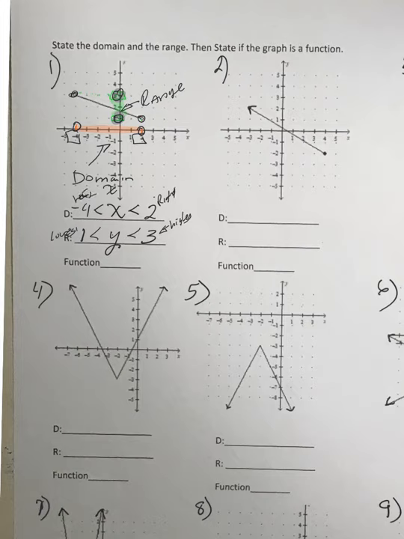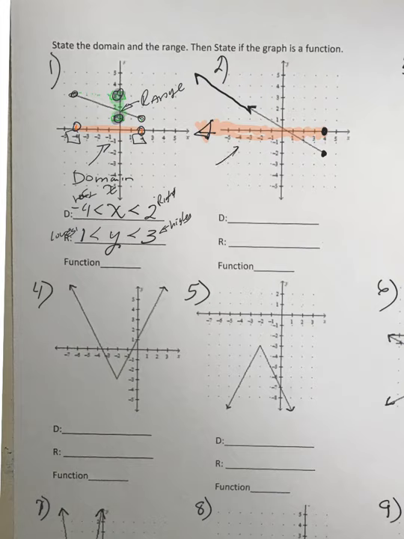Okay, on number 2, again, to emphasize, it has an arrow. That means it's going to keep on going and never stop. So when we look at the domain, it seems like it starts at 4 and then it just keeps on going to the left, right? It never stops. And we have a solid circle, so this would be solid, and it keeps on going.